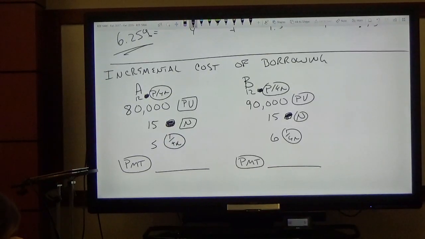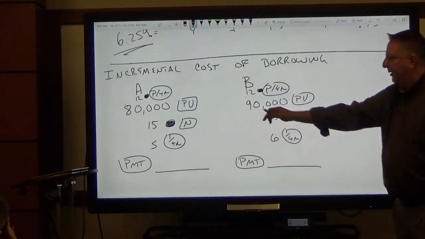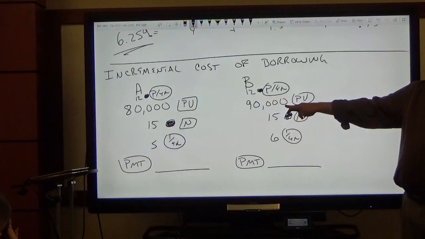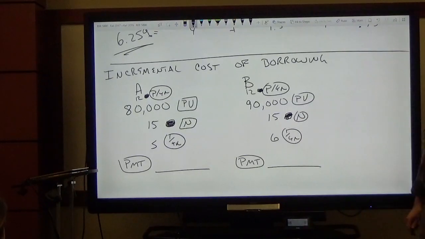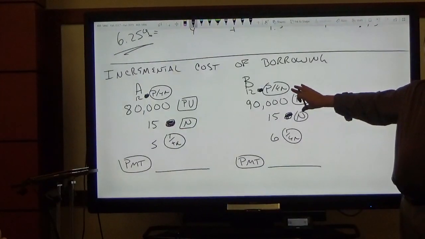So what we're really trying to compare here is how much more are we really paying for that extra $10,000? Does that make sense conceptually? Now, your initial gut reaction is to say, oh, we're paying 1% more. No, you're not. We're borrowing more. It's not just that. It's where else could you get money from?